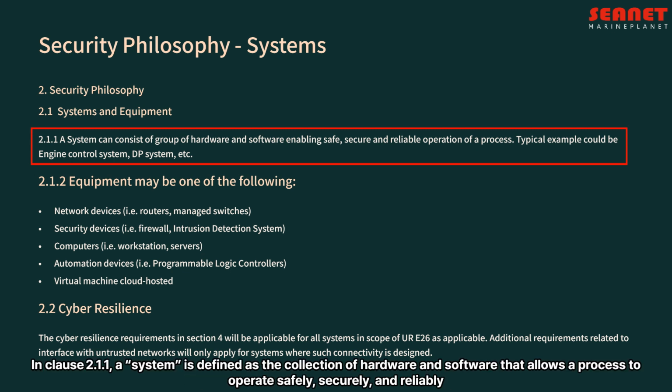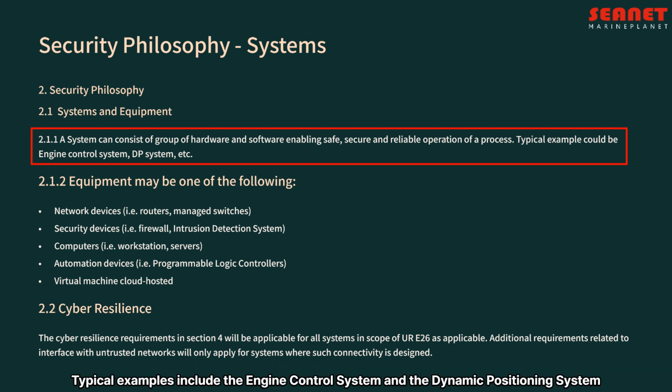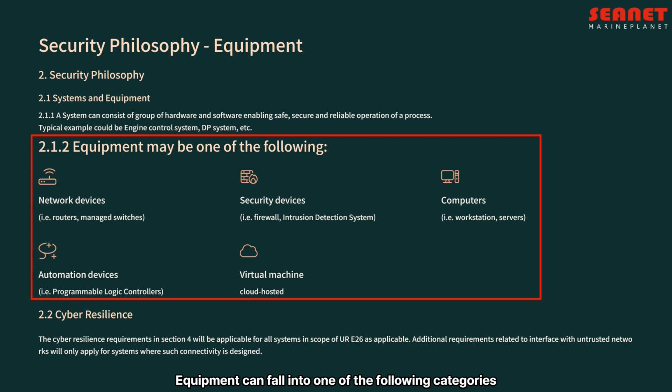In Clause 2.1.1, a system is defined as the collection of hardware and software that allows a process to operate safely, securely, and reliably. Typical examples include the engine control system and the dynamic positioning system. Equipment can fall into one of the following categories. First, network equipment, such as routers and managed switches. Next, security equipment, like firewalls and intrusion detection systems. Then, computers including workstations and servers. After that, automation devices, for example, programmable logic controllers, PLCs. And finally, virtual machines hosted in the cloud.